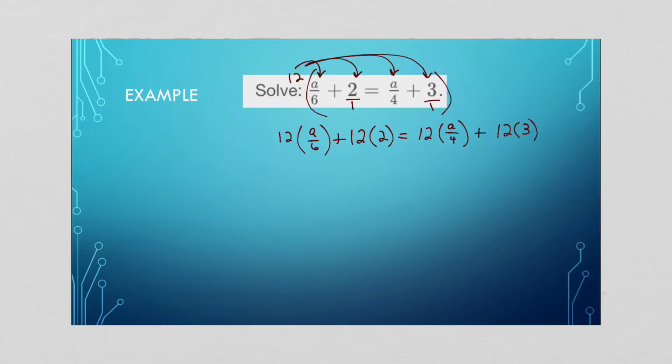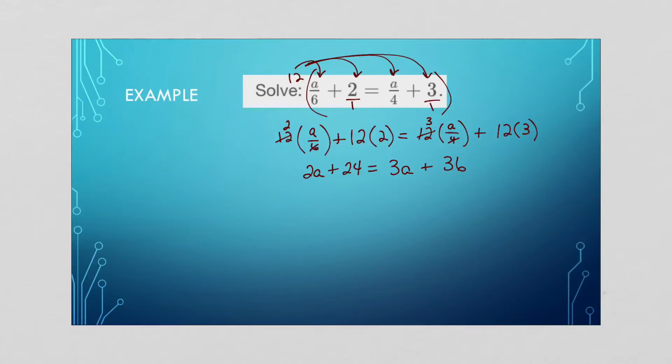So each and every term is getting multiplied by 12. And watch what happens. So 2 times a is 2a. 12 times 2 is 24. 4 will go into 12 3 times. 3 times a is 3a. And 12 times 3 is 36. So my fractions all went away, and this actually looks like a much kinder problem to us.